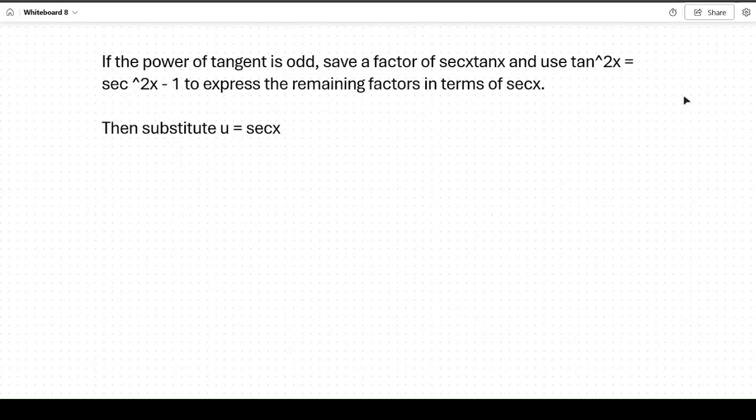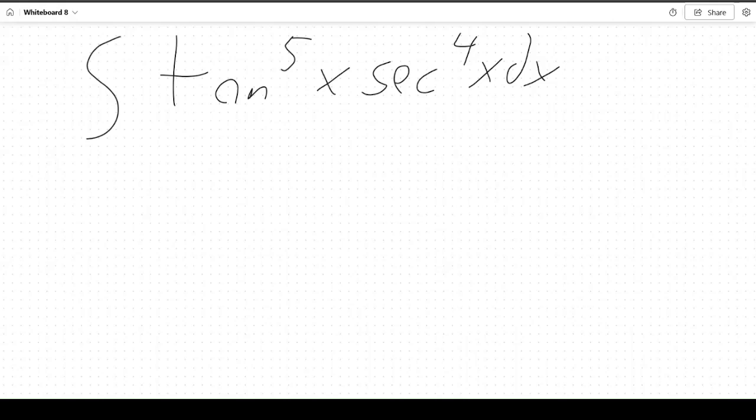Now, if the power of tangent is odd, save a factor of secant x tan x and use tan squared x equals secant squared x minus 1 to express the remaining factors in terms of secant x. Then substitute u equals secant x. And I'll show you an example. So in this example, we have tan to the power of 5 and secant to the power of 4. So we have to leave secant x tan x. So immediately we can take out 1 tan x from tan to the power of 5.